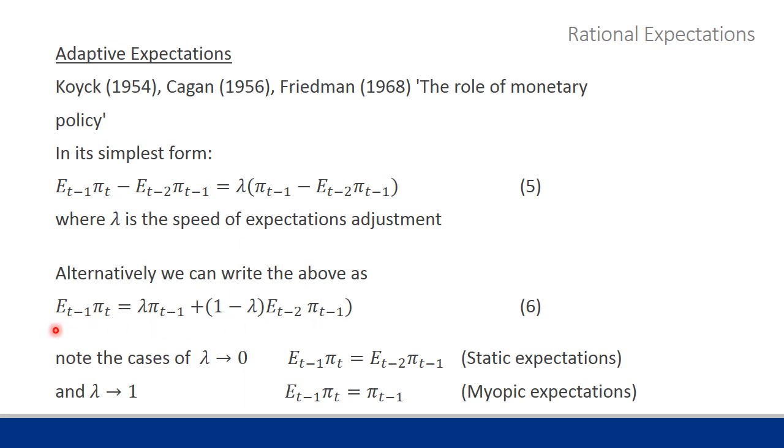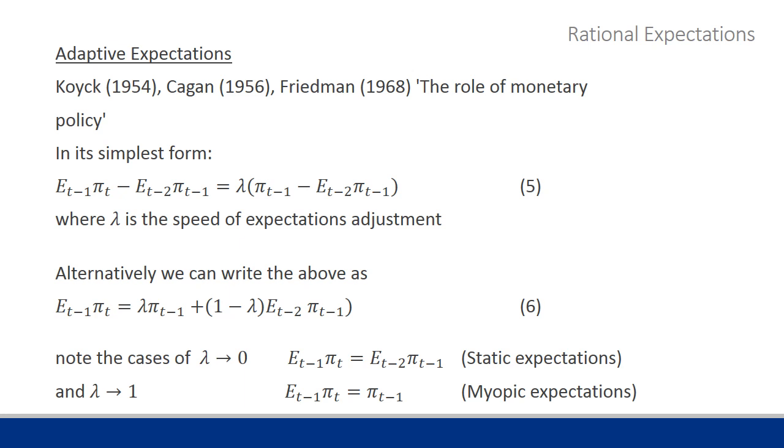And this equation is the same as equation 5, just rearranged. I've taken this term and put it onto the right hand side and simplified to get equation 6. Now note the cases of lambda equal to 0. If lambda is equal to 0, then we have that e pi t is equal to e pi t minus 1. So our expectations are not changing in any period. They are what we call static expectations.